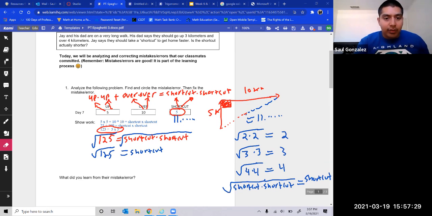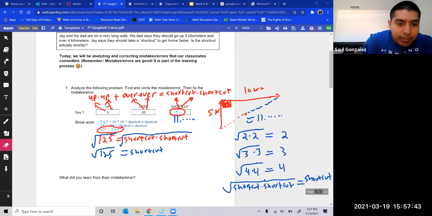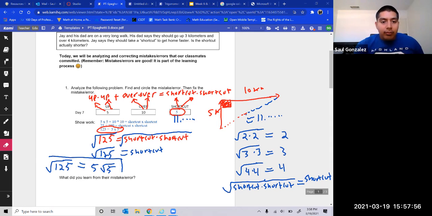So we fixed this already, right? We found out what the shortcut was. We circled the mistake and error. Now, just for this part, I want to challenge those of you that are mathematically inclined. Get that the square root of 125 is equal to 5 root 5. I just want you to take it one step further. So now the question is, what did you learn from their mistake / error?